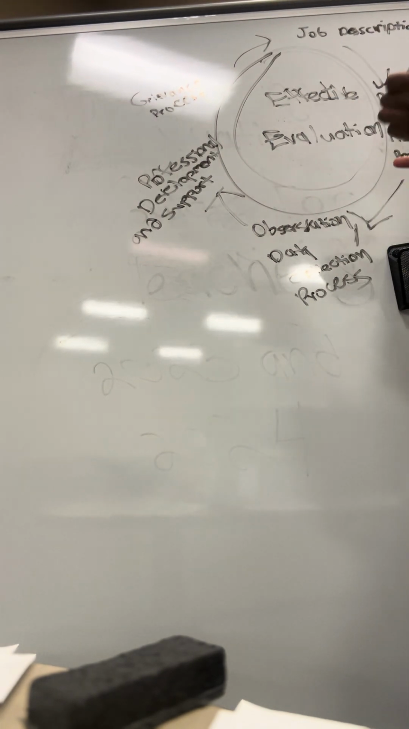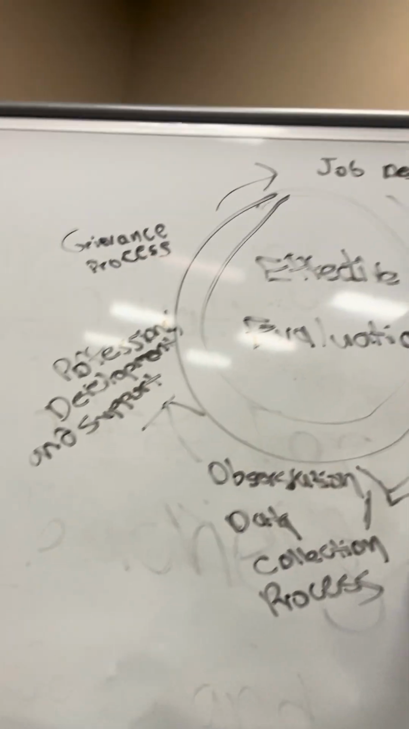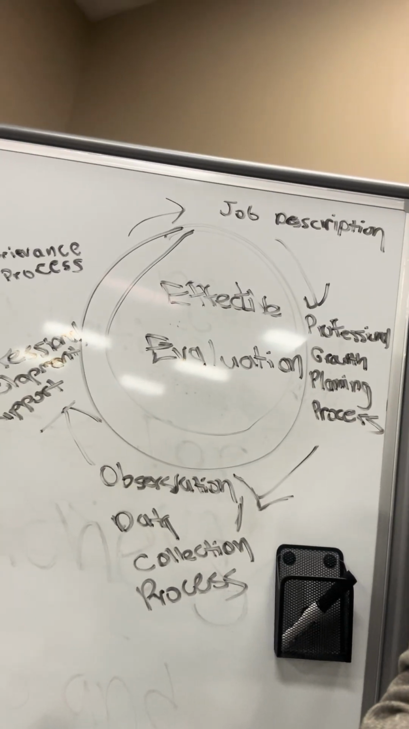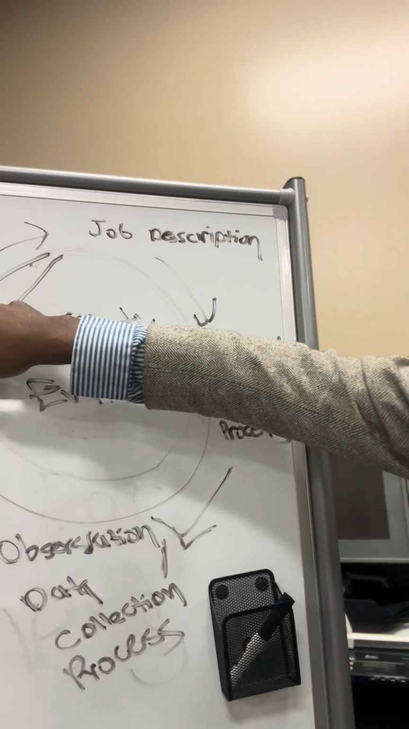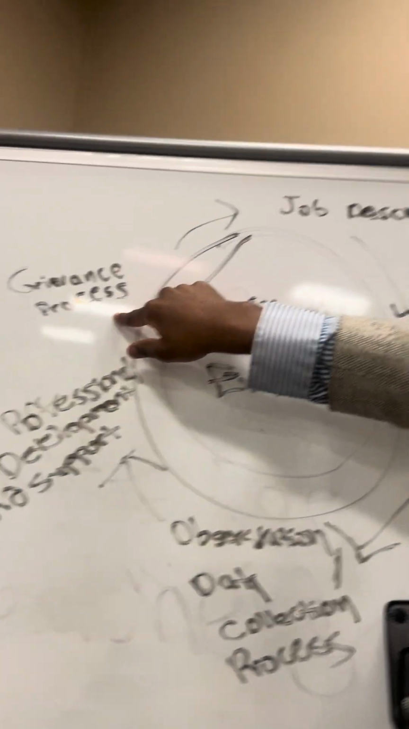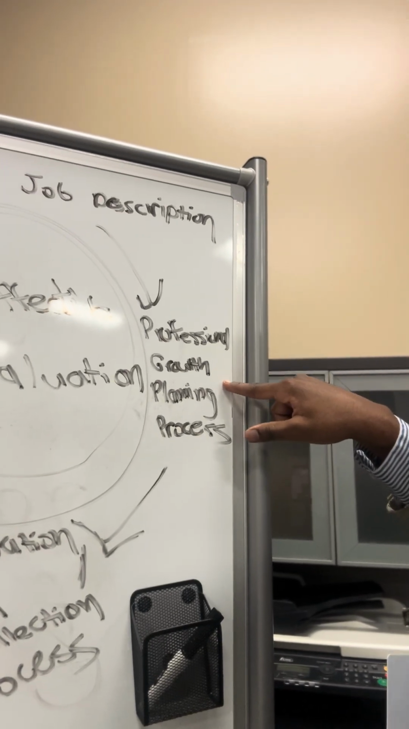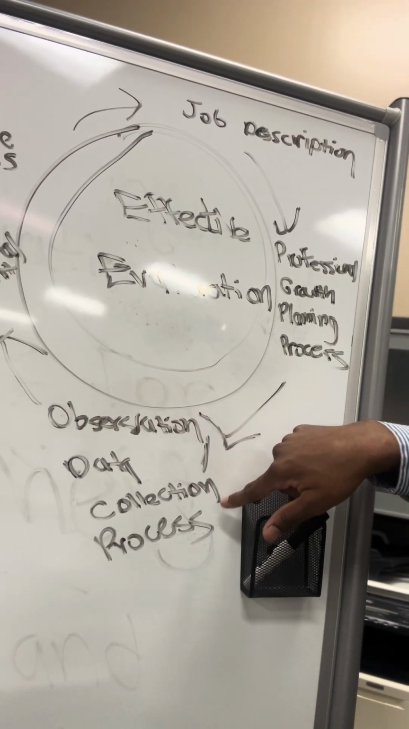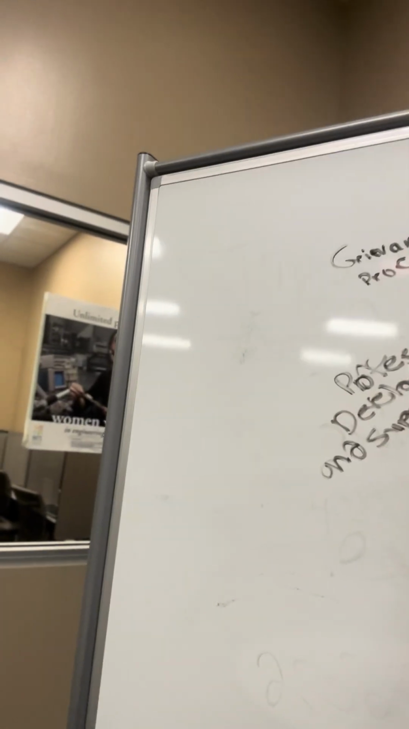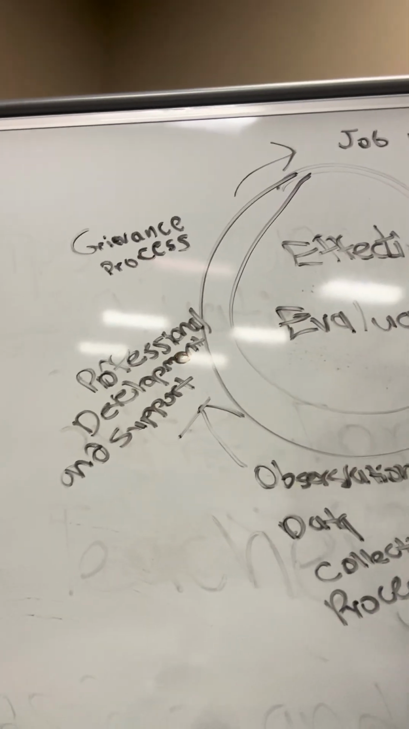So I just want you to get a more descriptive general idea of what to look for. Hopefully you can see that. Yes. You have the grievance process. Then you have the job description. Then you have the professional growth planning process. Then you have the observation data collection process. And then you have the professional development and support. And it all makes up the effective evaluation.